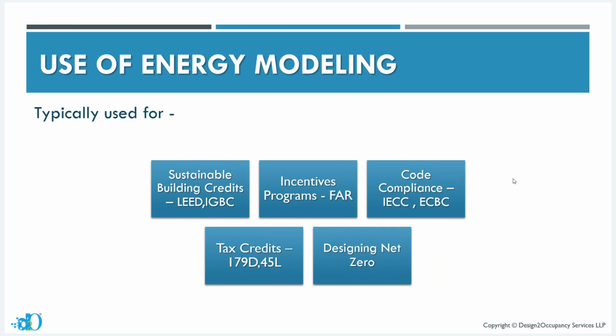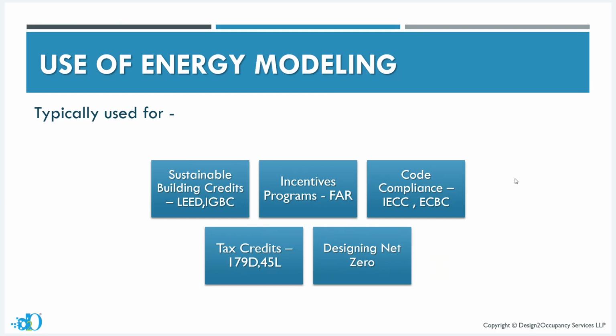Then we have the incentive programs like FAR. As we all know, if we have the green building certification, we can target the extra FAR, which is floor area ratio. IGBC is also giving this, and others are also giving this sort of thing. So for incentive programs also, to get some incentive, we do the energy modeling and show the complying authority that this building is that much efficient.